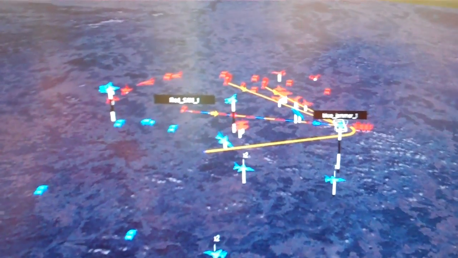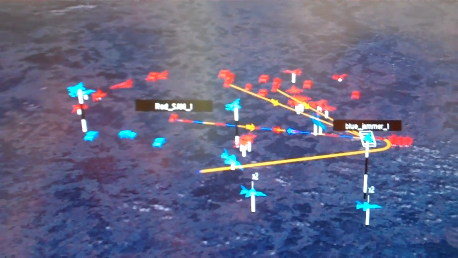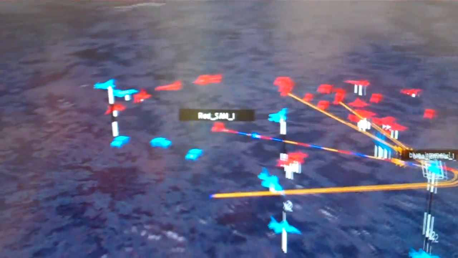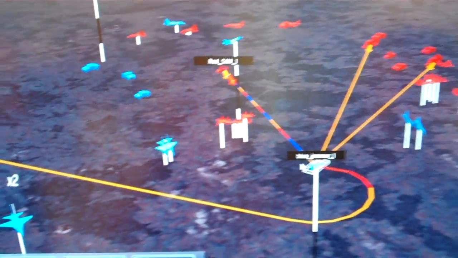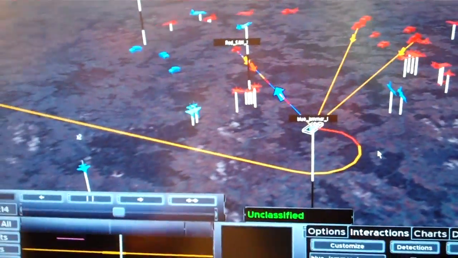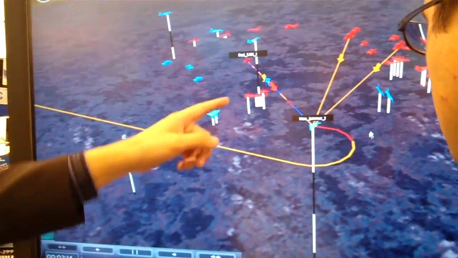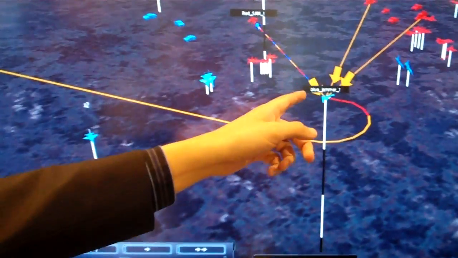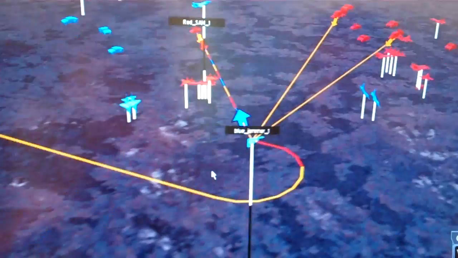So we're going to move forward in the time and get to our point of interest. What we see here is there's a lot of interaction going on between Blue Jammer and Red Sam at this point. So we'll zoom in to get a closer view. We can see that Blue Jammer is trying to jam the Red Sam due to that blue arrow there. But we see that his jam is being unsuccessful because he's being detected due to the orange arrow, and worse yet, being shot at because of the red arrow.